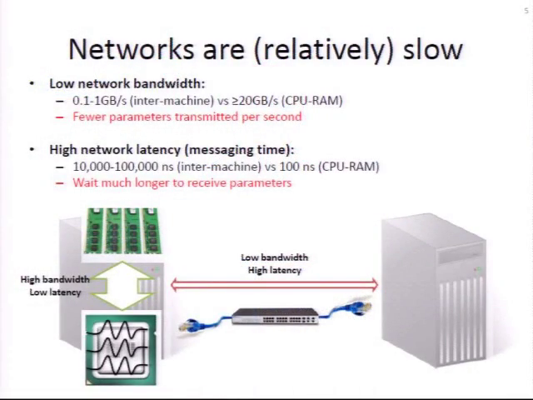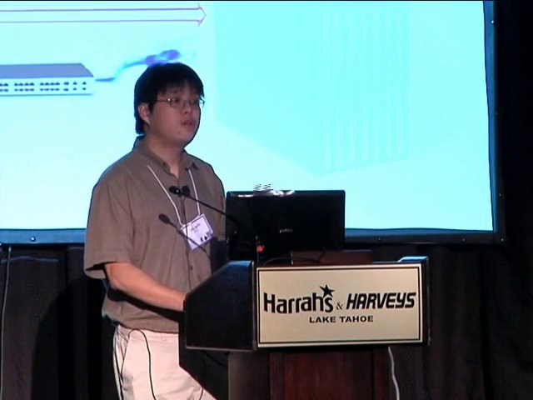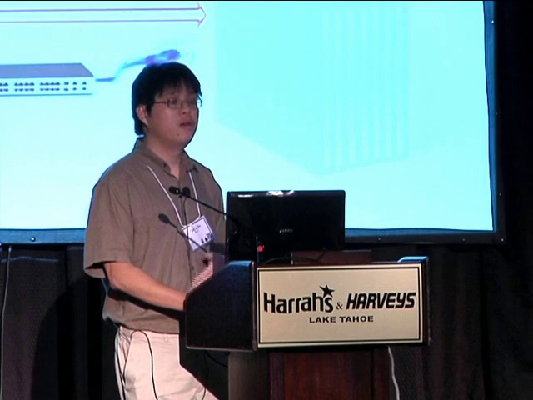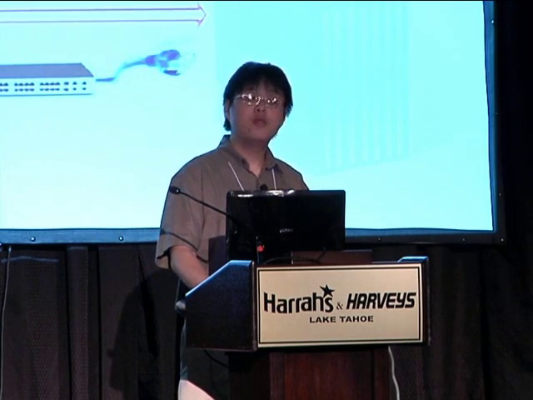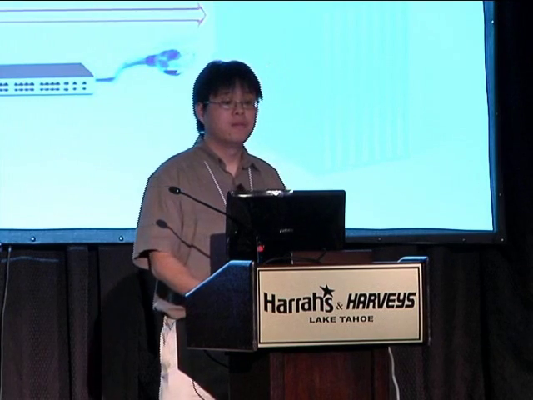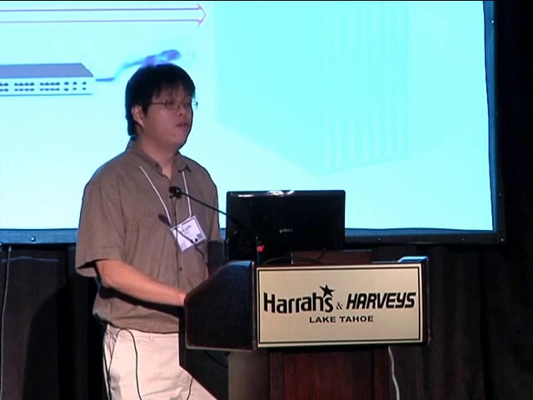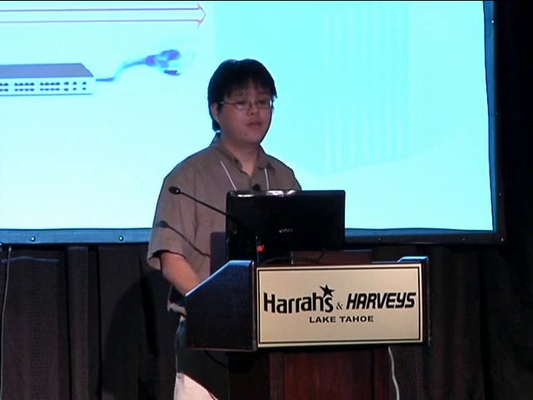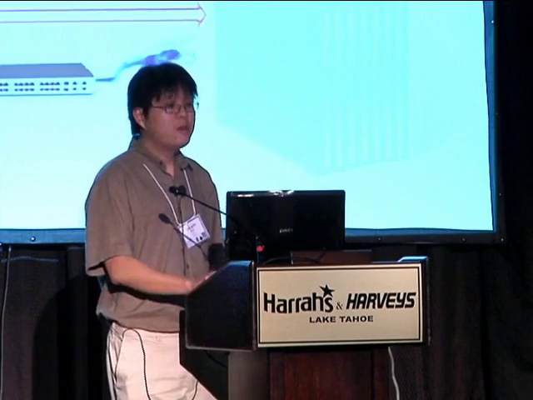Networks are slow in the sense that they have low bandwidth. CPU to RAM is about 20 gigabytes per second. Over the network, it's between 0.1 and 1 gigabytes per second. That means you can transmit fewer parameters per second over the network. Furthermore, there's high latency, or messaging time, somewhere in the order of 100 to 1,000 times longer, waiting for stuff to go over the network. That means you wait much longer to receive parameters.